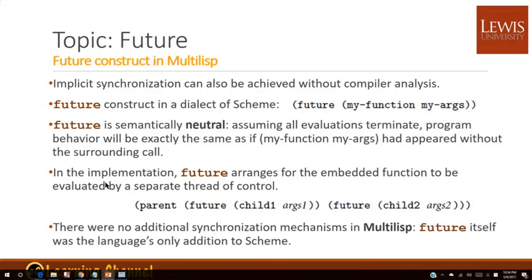as a separate function. In the implementation, future arranges for the embedded function to be evaluated by a separate thread of control. So it has a separate thread. You have a parent process, you have one child function, and a second child function, each put into a future wrapper. So these two run in parallel, and then the parent will join them together. There was no additional synchronization mechanism in MultiLisp. Future itself was the language-only addition to Scheme.